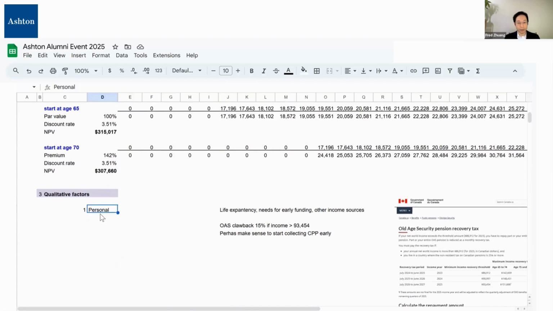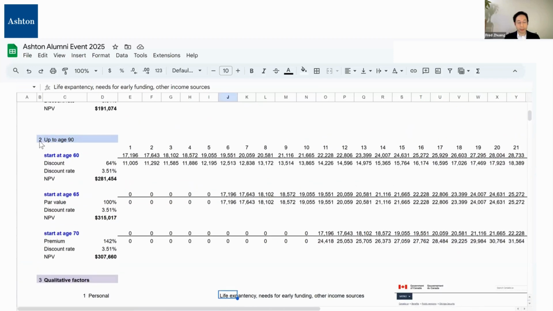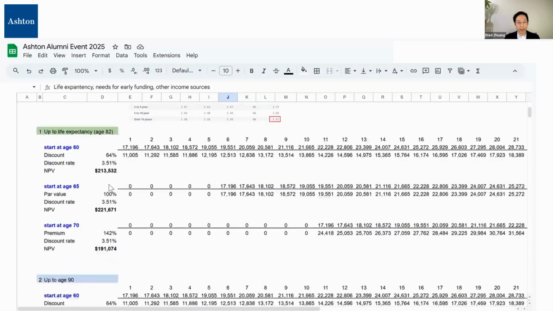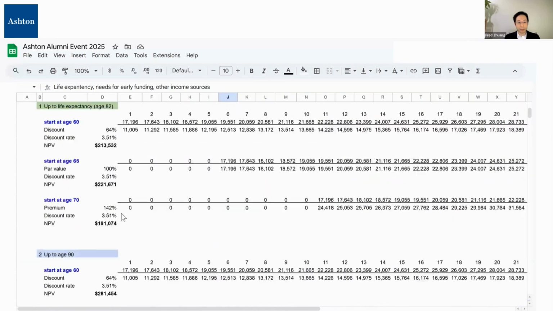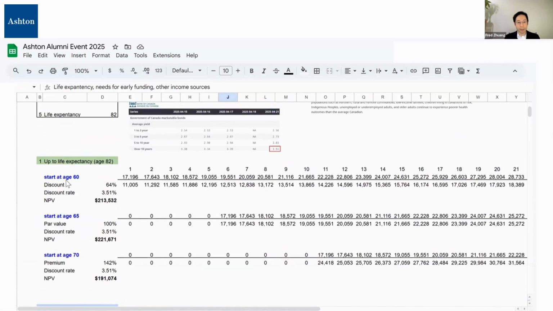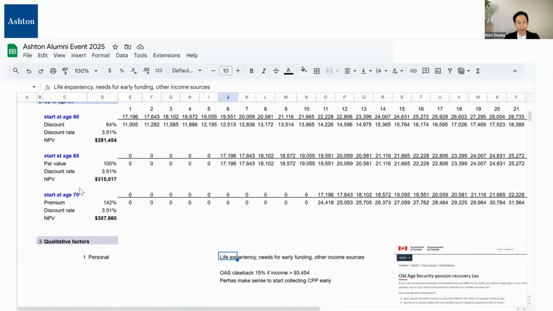The first one, on the personal level, what is our life expectancy? Somebody living a really healthy lifestyle, thinking they will live way past the average, is more likely to benefit from delaying collecting CPP. Or somebody else who is really thinking that they can only meet the average, it may be better for them to start early on collecting CPP.